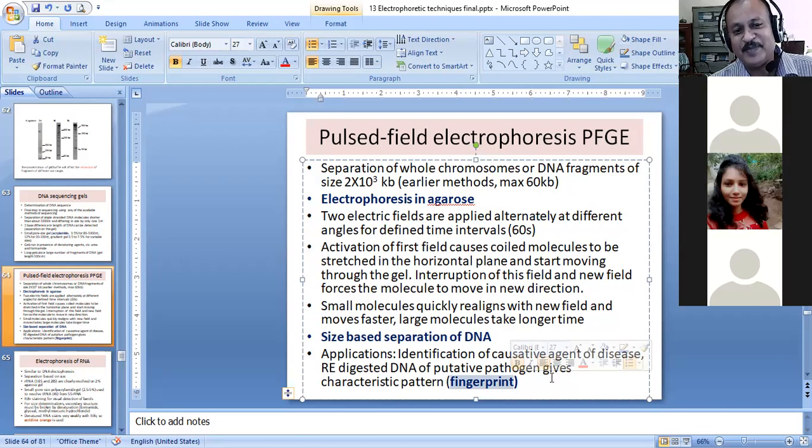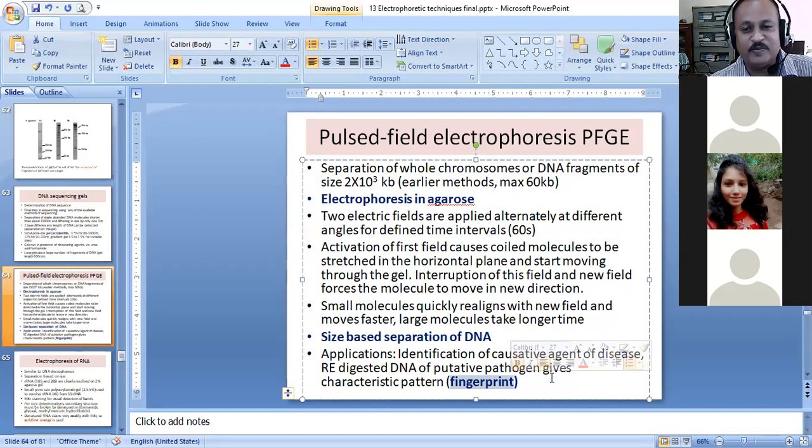Mycobacterium. Salmonella. Mycobacterium. Okay, wonderful. So you know some pathogenic organisms, isn't it? So if you isolate the DNA from these organisms from a sample, for example, you do not know which organism was causing a disease, isn't it?